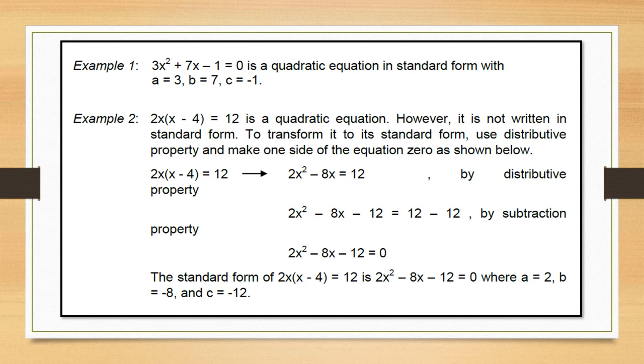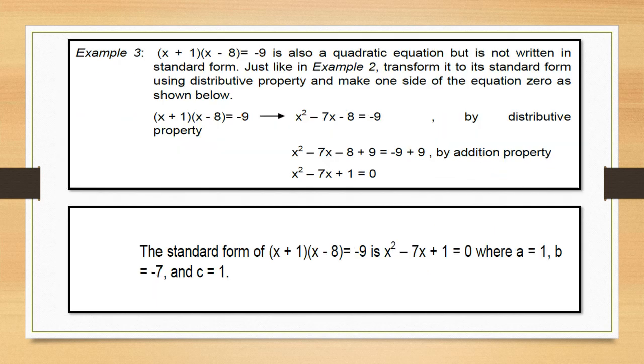So the standard form of 2x times the quantity x minus 4 is equal to 12 is 2x squared minus 8x minus 12 is equal to 0, where a is equal to 2, b is equal to negative 8, and c is equal to negative 12.